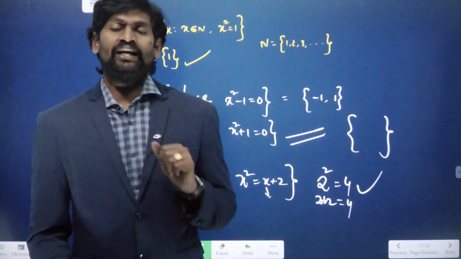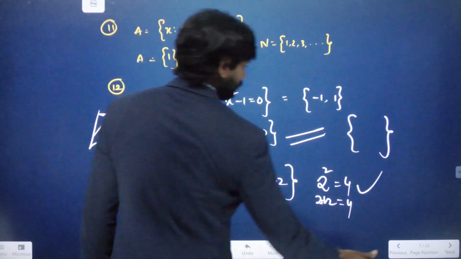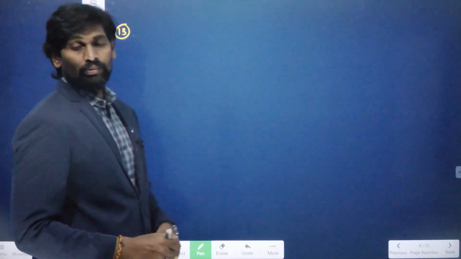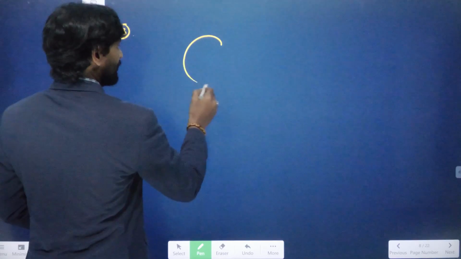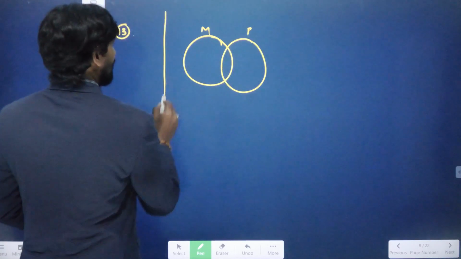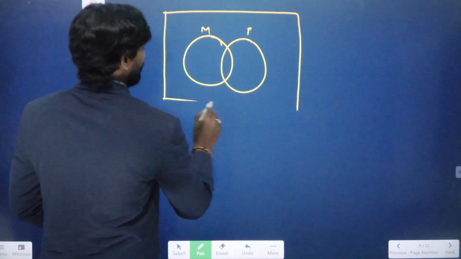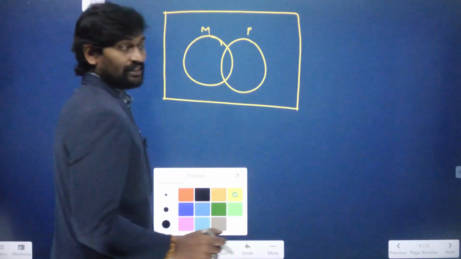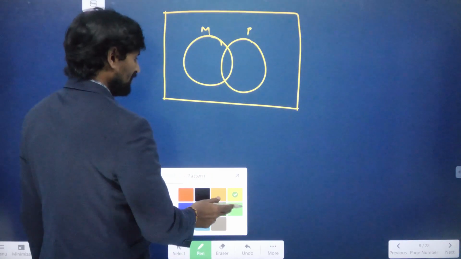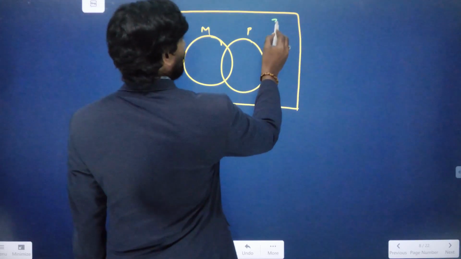Now let us move on to the next problem. Problem number 13: in a class of 30 students, 10 take mathematics and 15 take physics. A Venn diagram is given. The first circle represents mathematics, the second one physics, and this rectangle represents the universal set. The universal set is the set of all subsets under consideration of a single set.